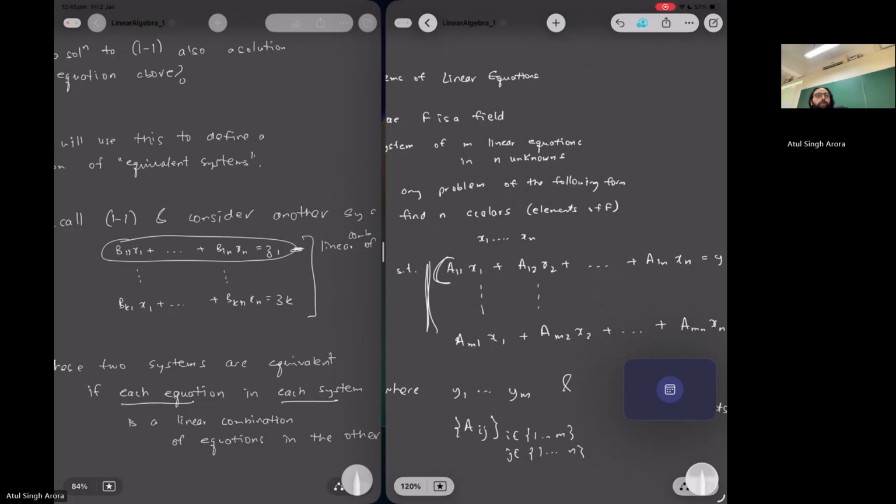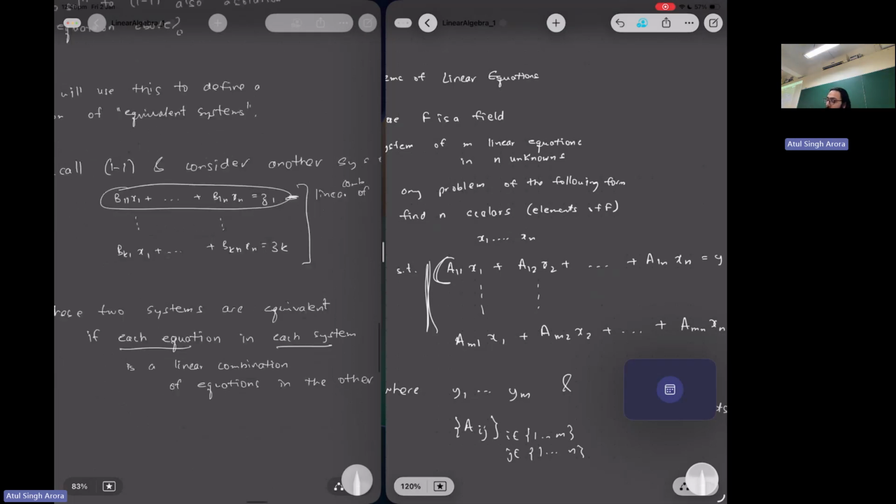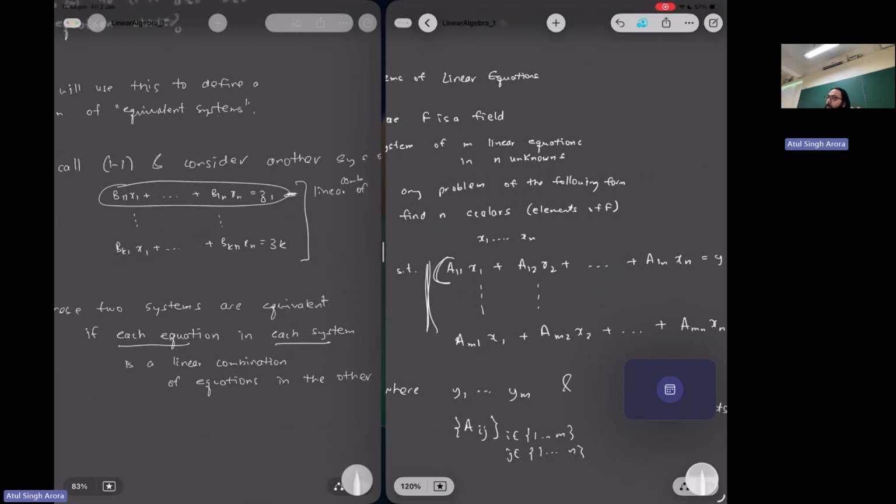For one system, the equations may be a combination of equations in the other system. So the question was, is it really necessary to say that both ways? Is it not enough to say that B is a linear combination of equations in A? It's not enough because, for example, you could take the same equation n times. That is still a valid system, and of course, that doesn't capture all the other equations.